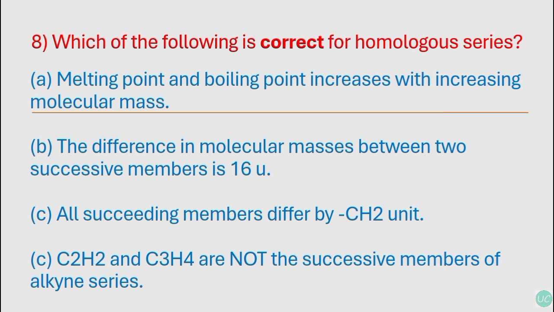And C, all succeeding members differ by CH2 units. This is true. And D, that is C2H2, that is ethyne, and C3H4, that is propyne, are not successive members of the alkyne series. So this is incorrect. They are the successive members of the alkyne series. So the correct options are A and C.